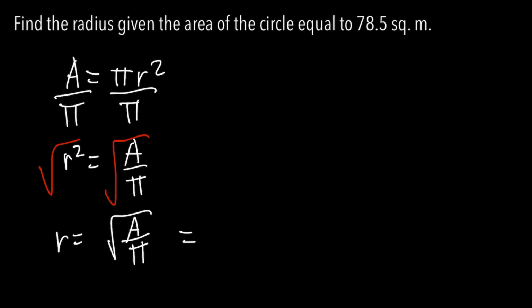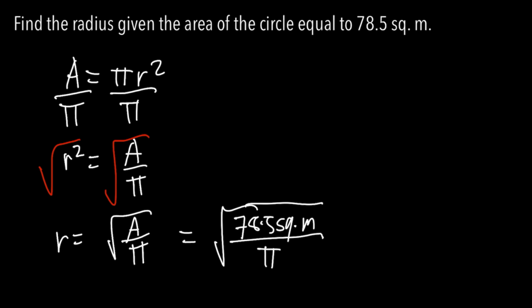Then we're going to substitute what is given. A here is equal to 78.5 square meter all over pi. So let me just calculate this one. This is approximately equal to 5 meters. So that's it.